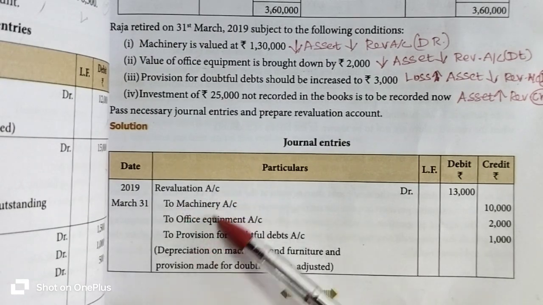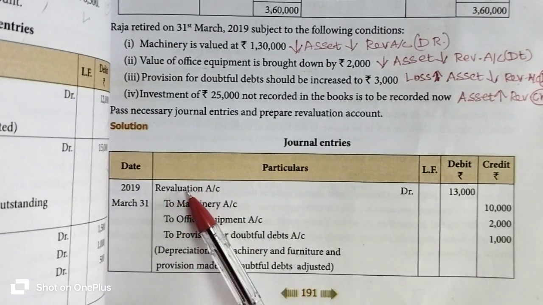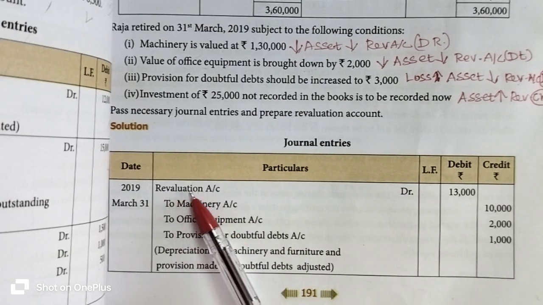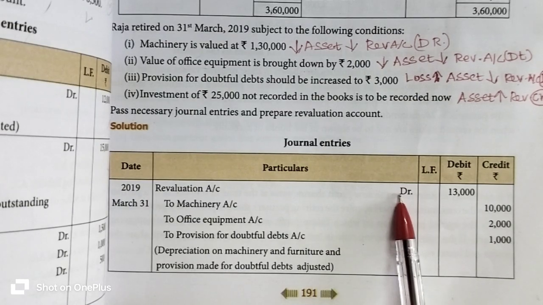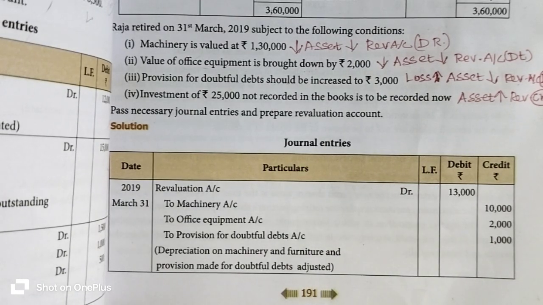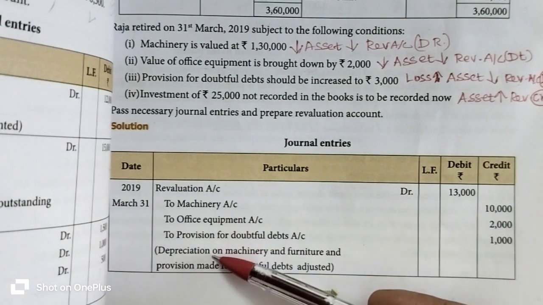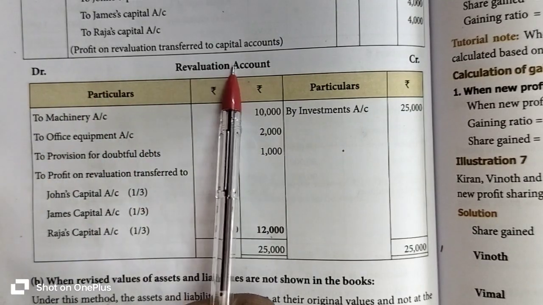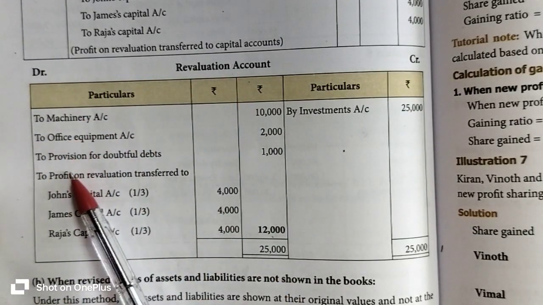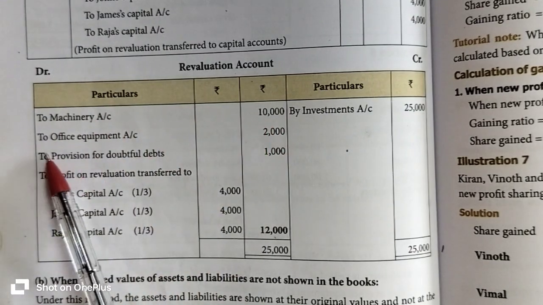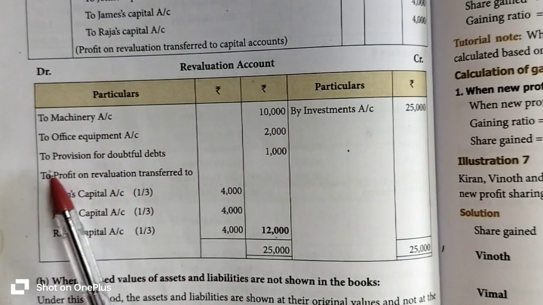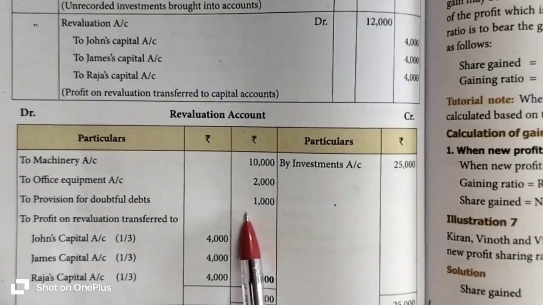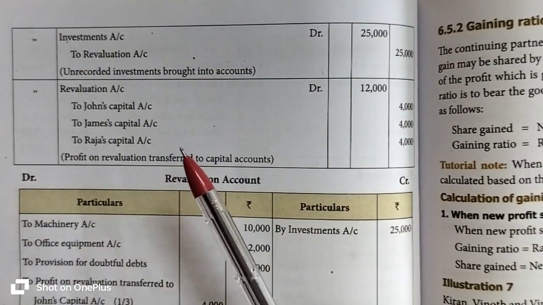Where does the revaluation account occur? Which side is the revaluation account on, debit side or credit side? Revaluation account is on the debit side, right? So you go to the debit side of the revaluation account and enter the opposite accounts into the ledger, that is to machinery account 10,000 rupees, to office equipment account 2,000 rupees, to provision for doubtful debts 1,000 rupees, entered on the debtor side of the revaluation account. Then let's take the next transaction.